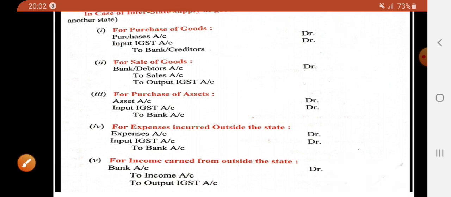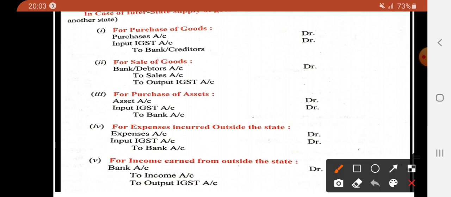So for the sale, we are debiting the bank account if we are receiving check, debtors account if we are selling on credit to our customers, the name of the debtor or customer, or cash account if we are receiving cash, to sales account, to output IGST. Now in this, when we are selling goods, we are collecting the IGST at the time of sale, and this IGST is charged when the sale and purchase is done outside the state.